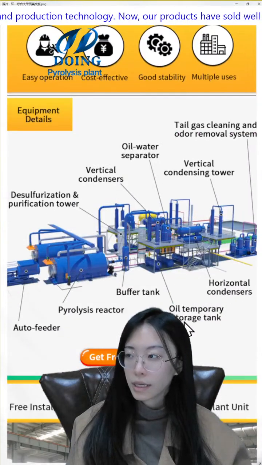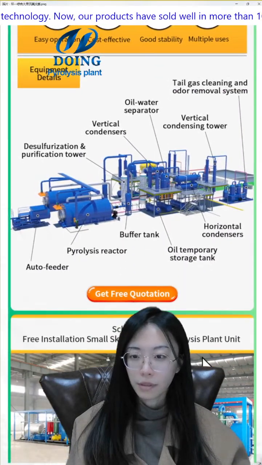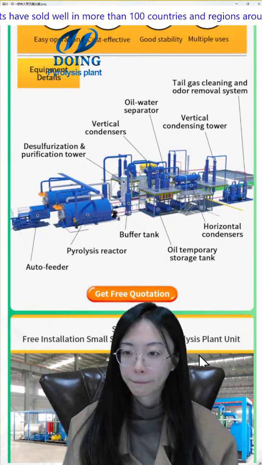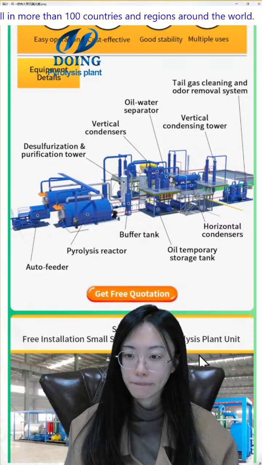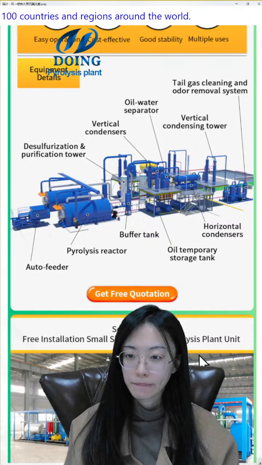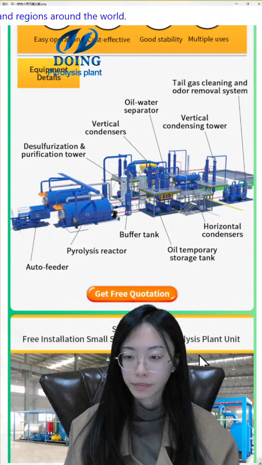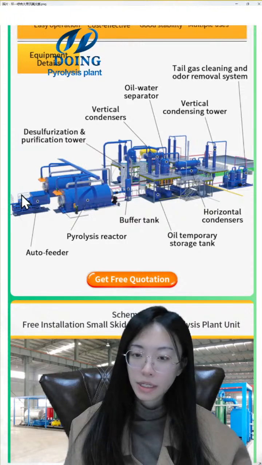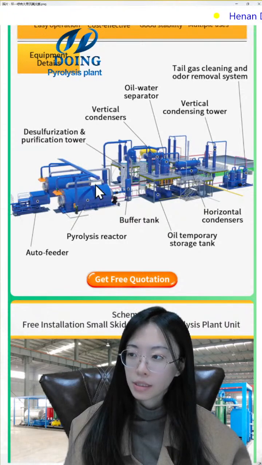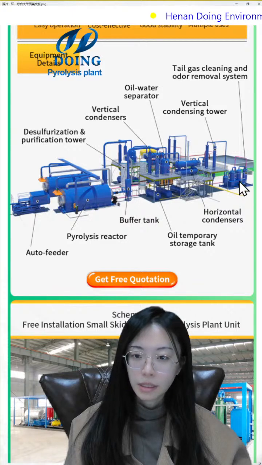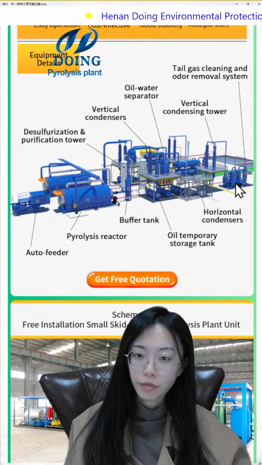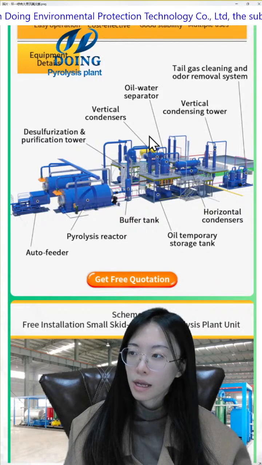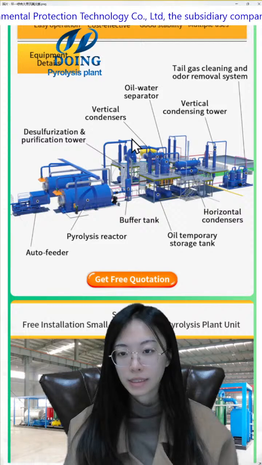And this is the 3D layout, the details of the equipment. You can have a look, and any questions, you can just comment. This is the feeding area, feeding system, pyrolysis system, the cooling system, and this is all the removal system to purify the tail gas. And then in the background, there is some purification system.